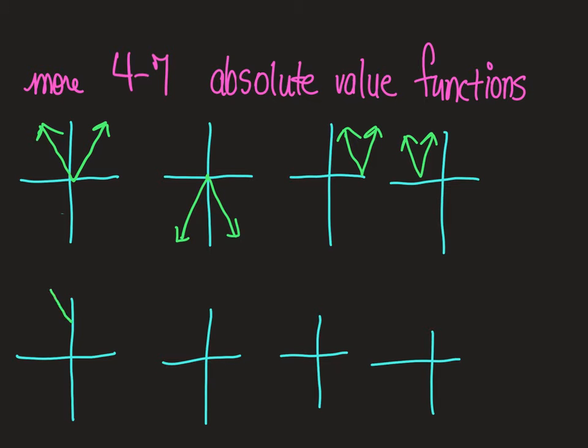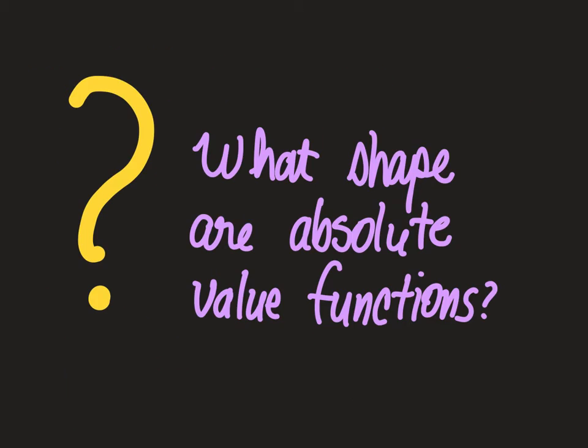Maybe the V's bottom point is way up here. Maybe it's a really wide looking V. Maybe it's a super skinny V. Or maybe it's just a V that's hanging out. These are all options for absolute value functions.